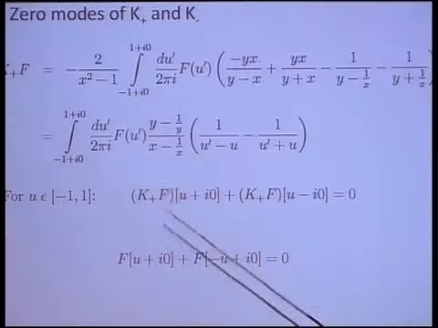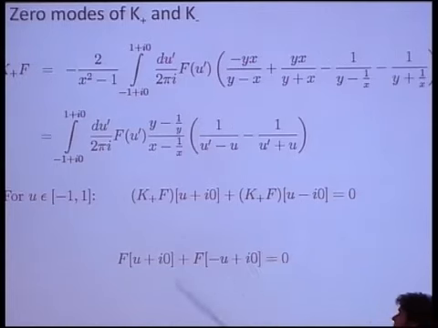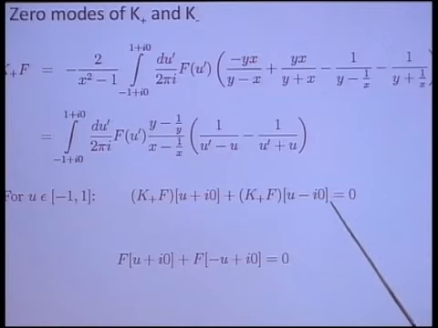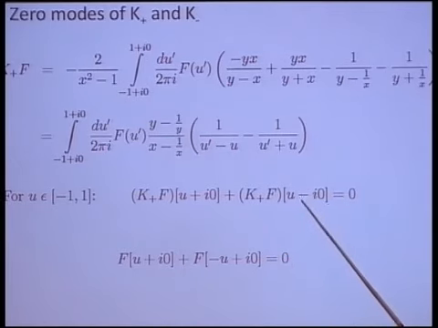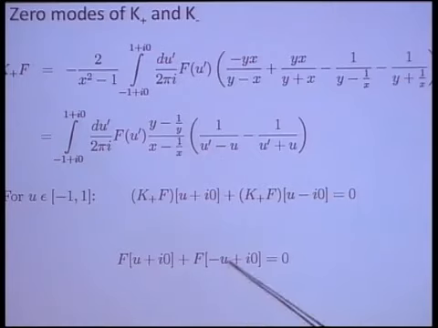And if I want to find K plus f equals 0, then of course this will be 0 also. And from this equation, I easily get rid of the integral. What equation should the function f satisfy in order to be a zero mode? This is the equation.